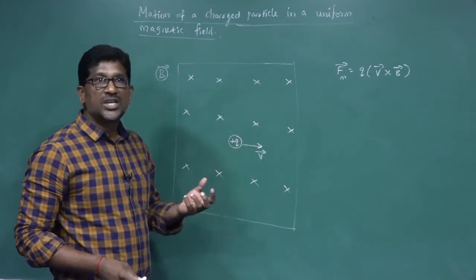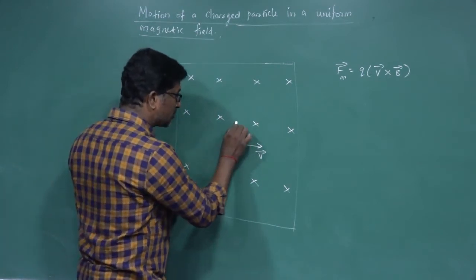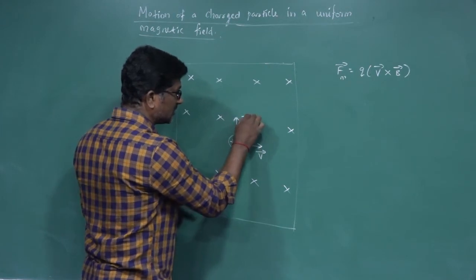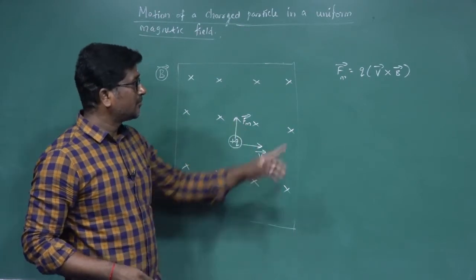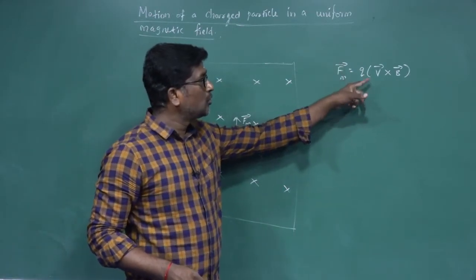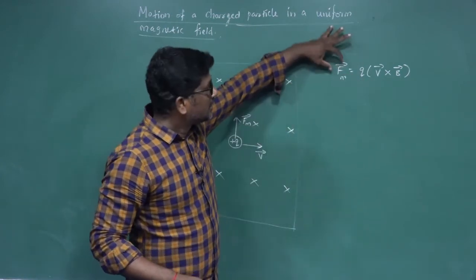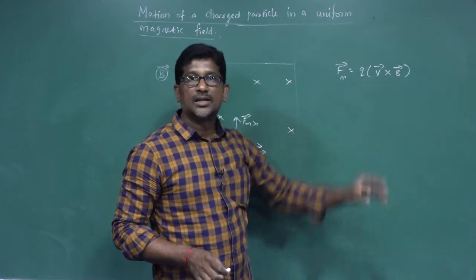By using Fleming's left-hand rule, the direction of force experienced by this positively charged particle is acting like this. So this is the direction of the magnetic force. The vector form of the magnetic force, Fm vector is equal to Q of V vector cross B vector. From this equation, it is clear that the direction of the magnetic force is perpendicular to the plane containing V vector and B vector.